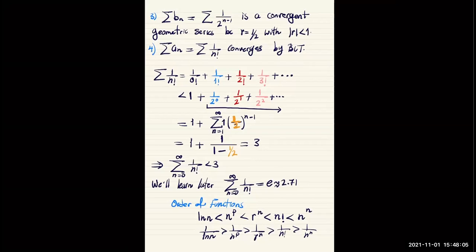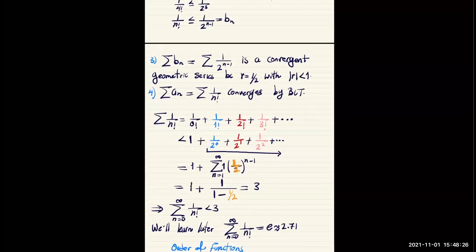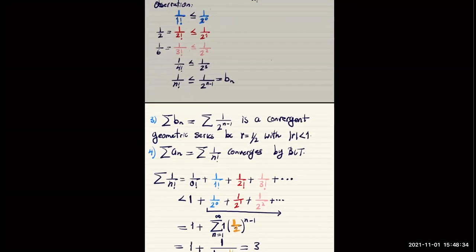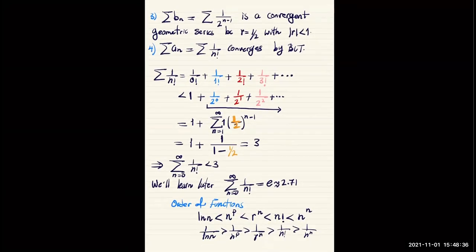So the bad thing about the basic comparison, again, is the guessing part. We can get away with the guessing part. We can always try to do a comparison quickly in our head. And then the second thing is coming up with b sub n. Often that is not easy.